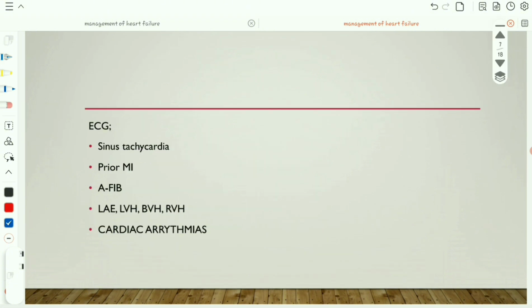Then on ECG, what are the likely things you might see? Sinus tachycardia, a prior MI. Not all patients will have MI, but a prior MI is likely the precipitant of this current heart failure. You could see atrial fibrillation, left atrial enlargement, left ventricular wall hypertrophy, biventricular wall hypertrophy, right ventricular wall hypertrophy. You could even see other forms of arrhythmias. These are the likely things you would see on ECG.